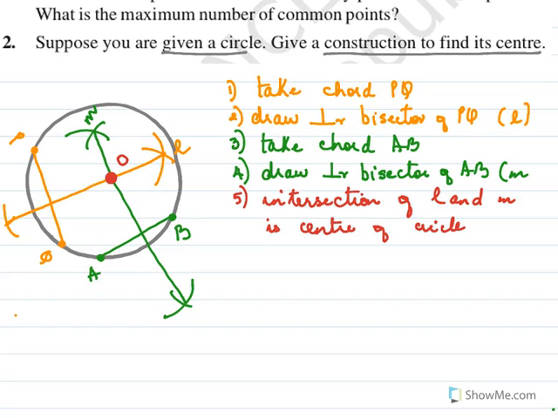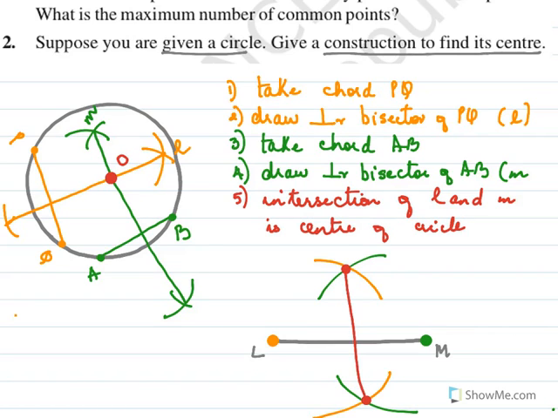Let me just go over how you draw a perpendicular bisector of any line segment. Suppose you have here LM and you want to draw its perpendicular bisector. You keep your compass first at L. Take a convenient radius, draw two arcs, one up and one down. Then keep your compass at M, take the same radius and cut the previous arc. Then you join both these points. This red line is your perpendicular bisector. So this is how you draw the perpendicular bisector of any line segment.